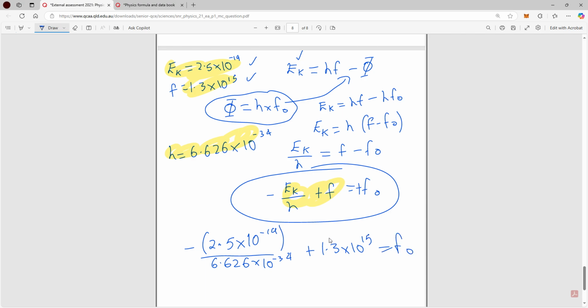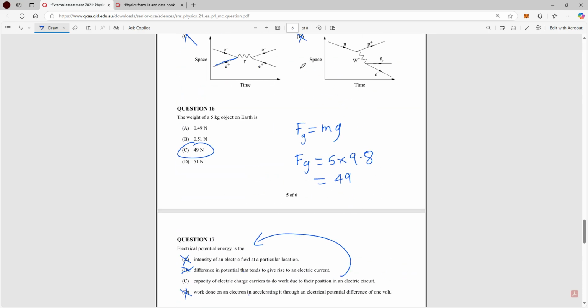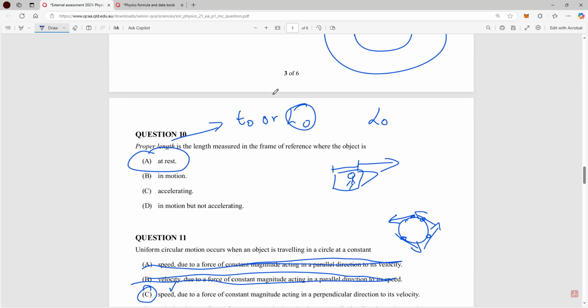Now I've already calculated this. This should give you, what did I get? I'll just check in my calculator again. I've lost it. Okay, so negative 2.5 times 10 to the negative 19 over 6.626 times 10 to the negative 34 plus 1.3. Okay, so you should get about 9.22 times 10 to the 14. So you just go up and see which one matches. The correct answer is C, because that matches it almost perfectly. Okay, that's how you do the multiple choice from 2021.